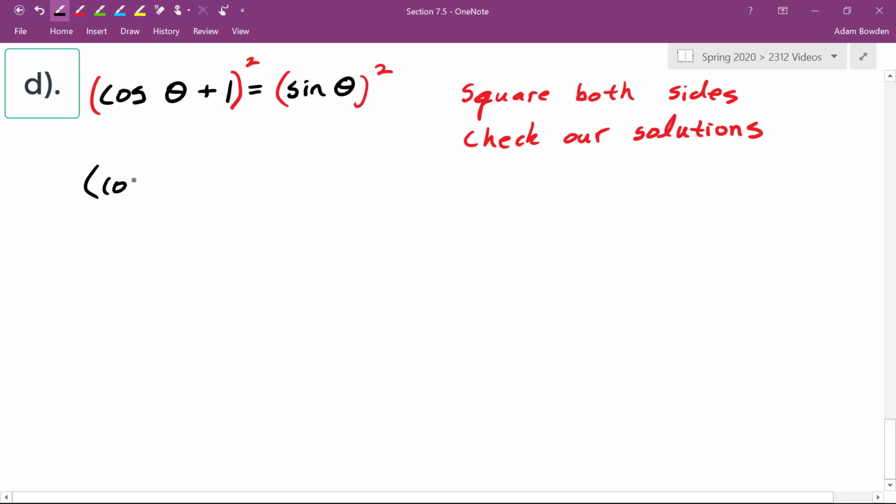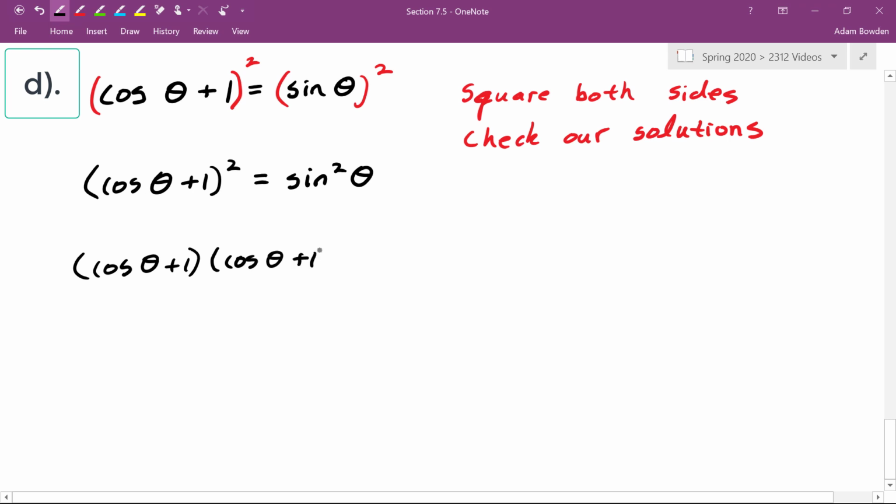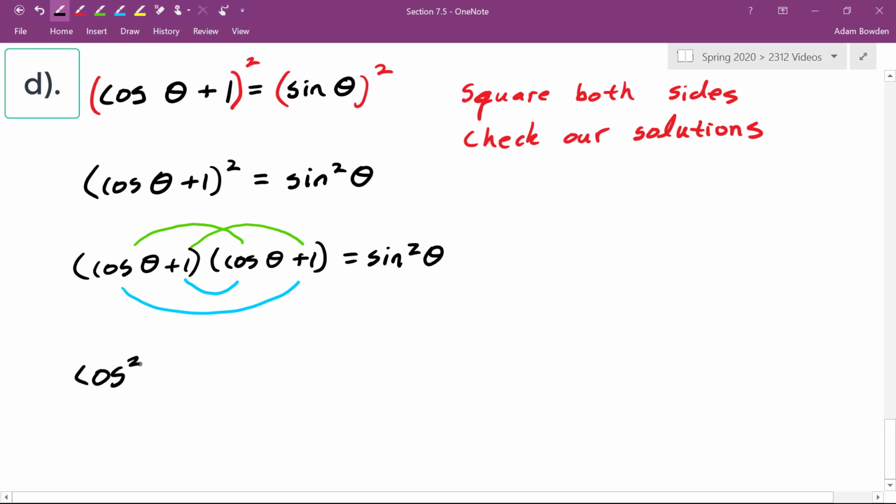So if I square both sides, we're going to be looking at cosine theta plus 1 squared equals sine squared theta. Now what we're going to do first is to expand this cosine theta plus 1 raised to the second power. In other words, multiply cosine theta plus 1 times cosine theta plus 1. So that's like foiling it, expanding it out. If you multiply everything together here, we're going to have cosine squared theta plus 2 cosine theta plus 1, and that's equal to sine squared theta.